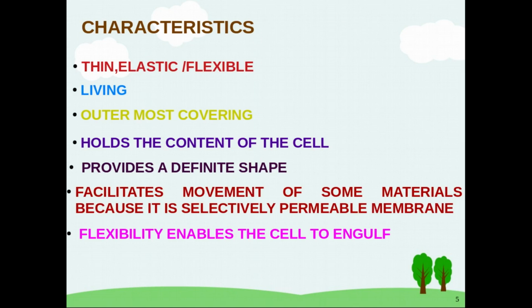So flexibility enables the cell to engulf. The plasma membrane is flexible because it regulates gases and water from inside and outside the cell, and it has to perform endocytosis, in which large particles of food and water get inside the cell and some go out of the cell. As we discussed, the process is known as endocytosis. Amoeba acquires its food through endocytosis.